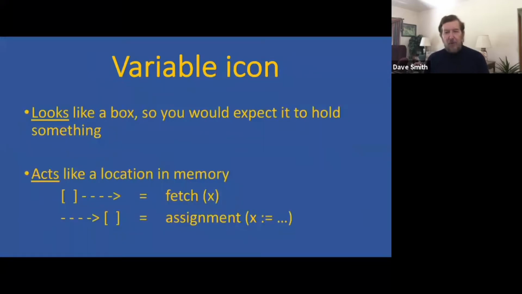If we examine one of them, we can see the dual nature of the semantics clearly. The variable icon looks like a box, so you would expect it to hold something. And it acts like a location in memory. In other words, if you drag something out of it, it's like doing a fetch command in a programming language. If you drag something into it, it's like an assignment statement.